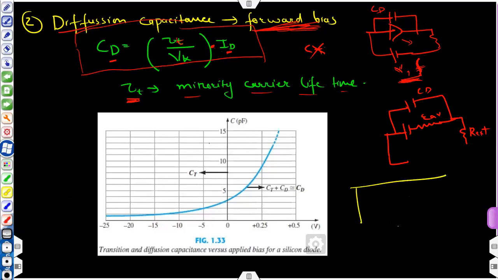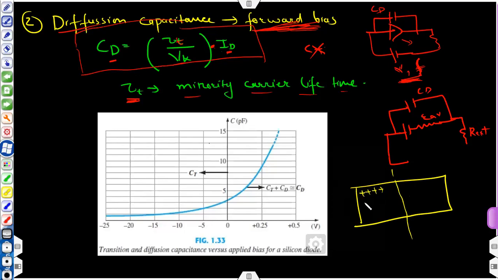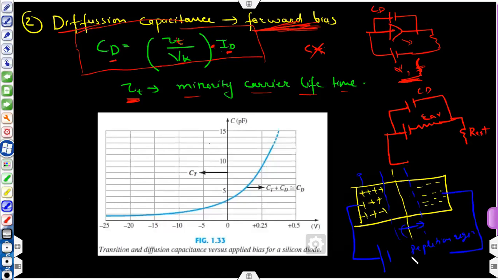If this is your PN junction diode, this is the P side having holes, and this is the N side having some free electrons, and in between you have the depletion region like this. Free charge carriers are not present in this depletion region. Now you forward bias this diode: you connect the P type region to positive and the N type region to negative like this. So now what will happen?